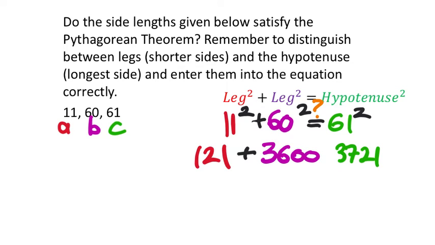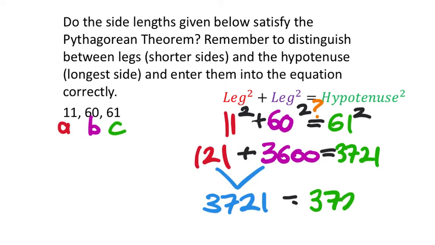Now, if I add the 2 legs together, I should get that green value, 3,721. And when I do, 121 plus 3,600, yeah, 3,721. So again, this is more of a question. Does that equal 3,721? Because if it does, then this would be a right triangle. That's true. Right there, okay?